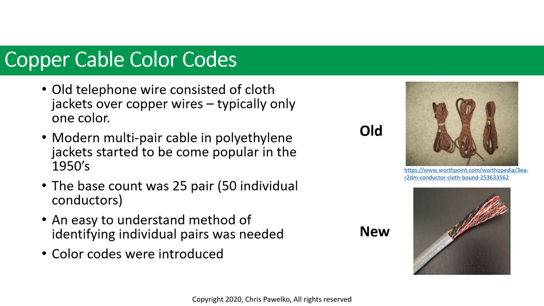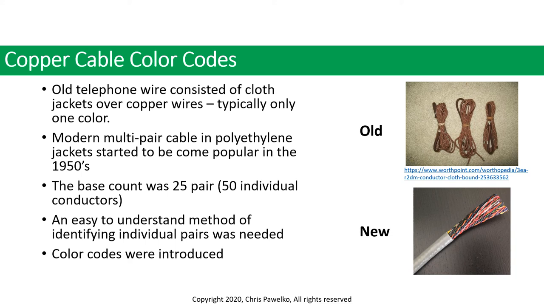If we take a look at how telephone and telecommunication cables were used prior to the 1950s, the old telephone wire consisted of cloth jackets over copper wires. So typically they only had one color. Then modern multi-pair cable wrapped in polyethylene jackets started to become popular in the 1950s. And so the Bell group of companies decided that they needed a standard with regards to color coding the individual cable pairs inside a cable.